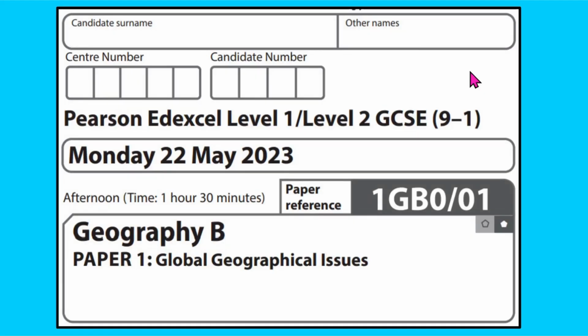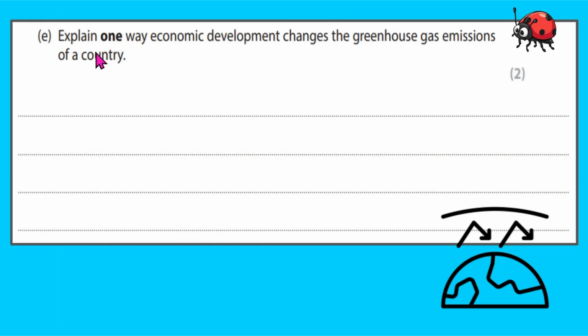Tackling an explain question from the 2023 paper. This is Geography B, but again, still very useful for those candidates doing Edexcel A, AQA or OCR. So the question, take a second, pause the video and have a little read of it.